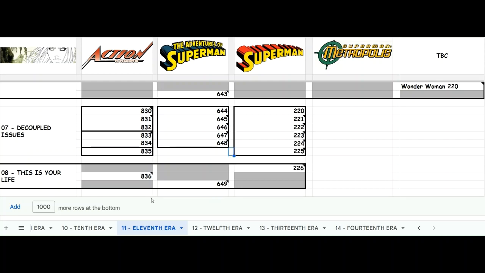That finally takes us to This Is Your Life, which is the very final Superman arc of this, the 11th era, and it's in the following order: Superman 226, Action Comics 836, and Adventures of Superman 649.